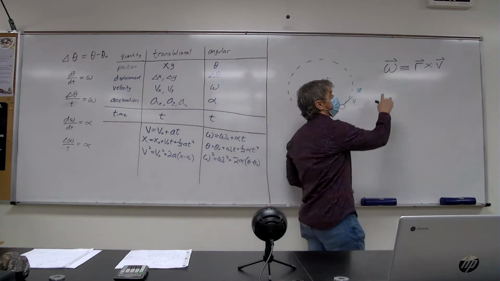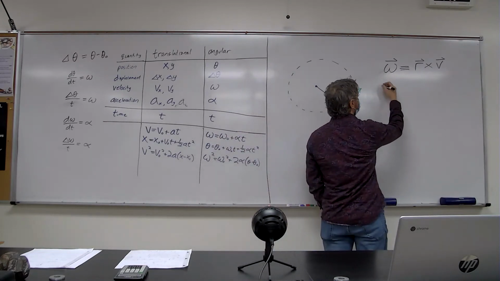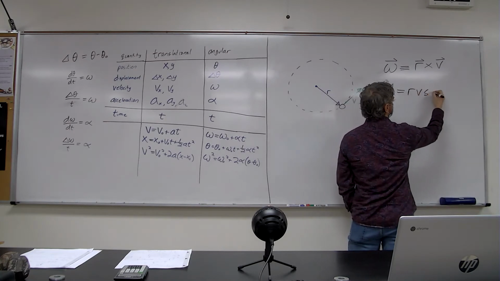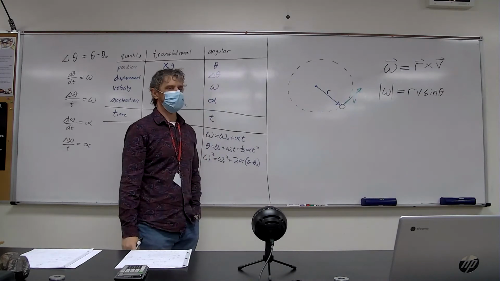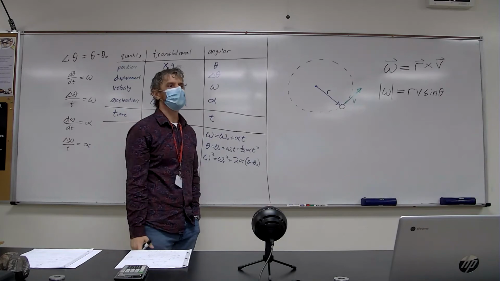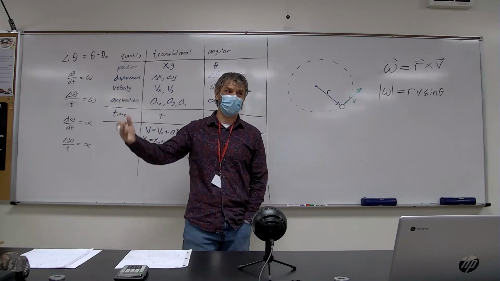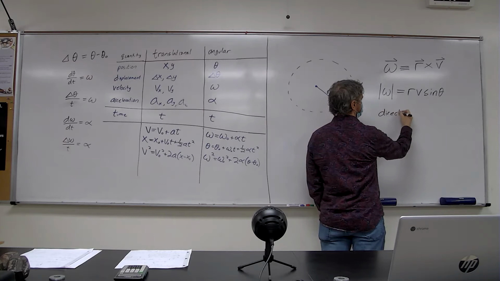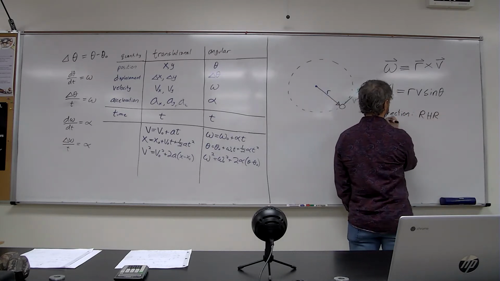So the angular velocity is the cross product of r and v. Now, the magnitude of omega will be r times v times the sine of the angle between them. So just like the dot product of a and b is ab cosine theta, the cross product is the first vector times the second vector times the sine of the angle. That's the magnitude, but the direction we find using the right-hand rule.